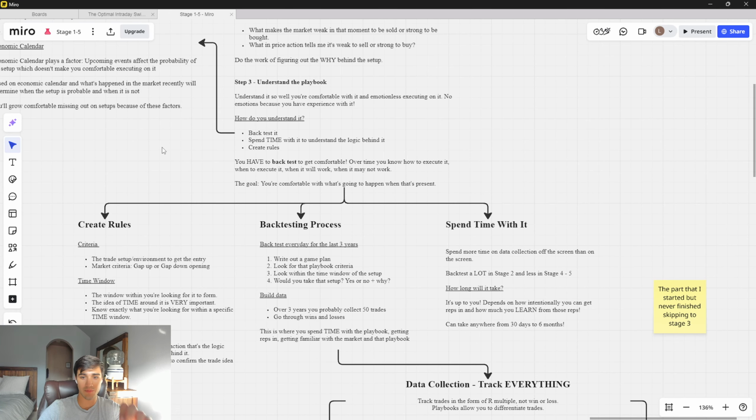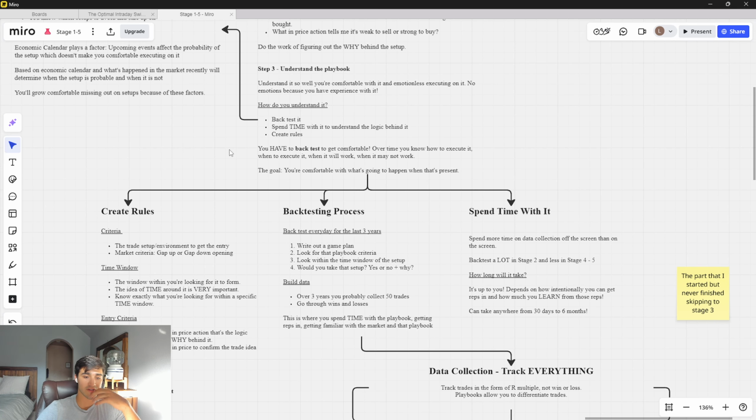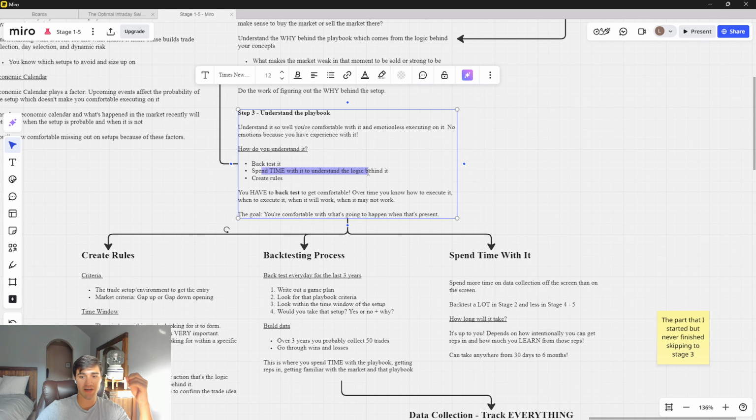And I'm going to show you the database that I use to do this kind of work. But first I have to explain the process behind it, right? I can't just tell you this is the database and not explain to you how to use it. So we come to that understanding by back testing it, spending time with it to understand the logic behind it, and creating rules. You have to back test to get comfortable. Over time, you know how to execute it, when it will work, and when it may not work. The goal would be you are comfortable with what's going to happen when that is present.